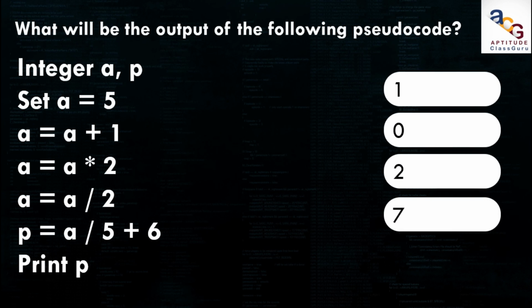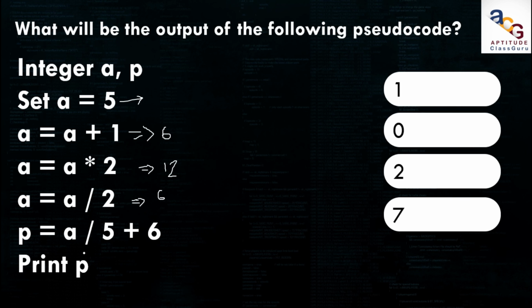What will be the output of the following pseudocode? Integer a comma p, okay, a equal to 5. So the a value is given. A equal to a plus 1. So what is the value of a now? It's 6. A equal to a star 2. So now the value of a is 12. A equal to a by 2. So again 12 divided by 2, the quotient is 6. So the value of a is 6 now.